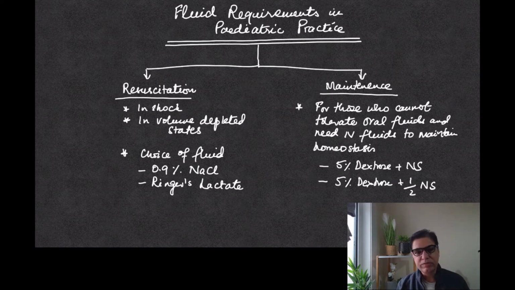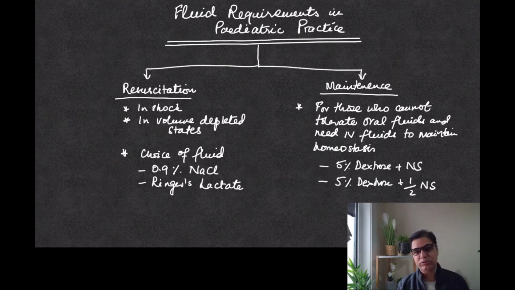Resuscitation conditions: usually, if a child is in shock because his blood pressure is down, his heart rate is up, he has lost his volume. It could be because of many conditions. It could be because of septic shock. It could be because of dehydration, because of vomiting and diarrhea. It could be because of some other prolonged conditions in which the child has not been taking enough fluids and eventually he ends up in a shock-like condition. So, in all those conditions in which there is shock, we need to give them resuscitation fluids. So, in other words, these are all volume depleted states in which the body fluid volume is reduced.